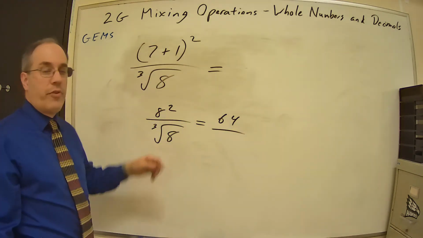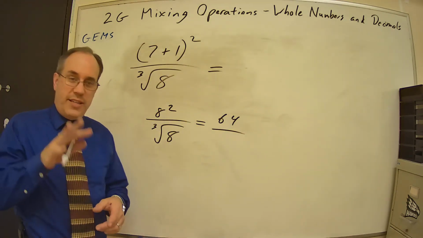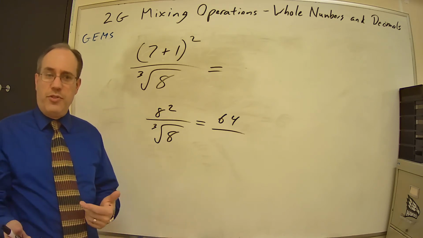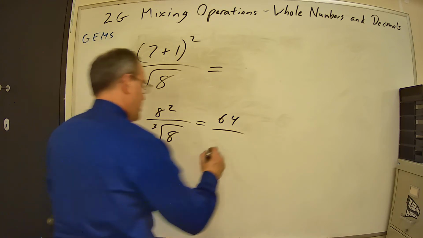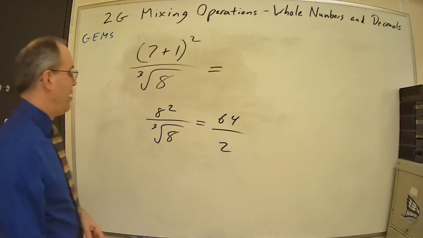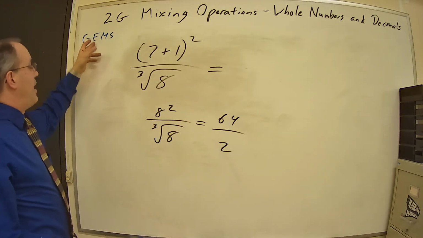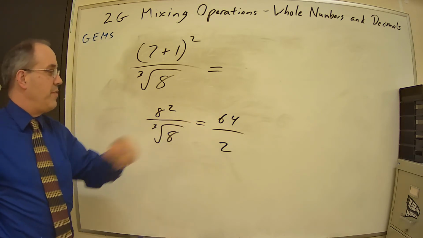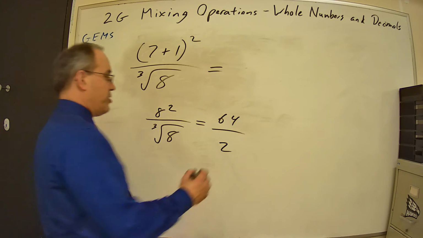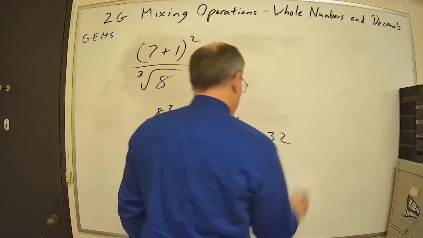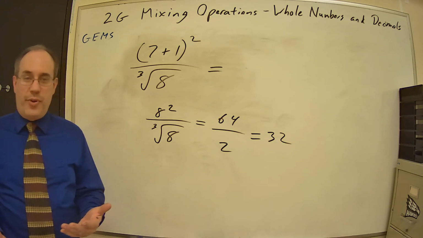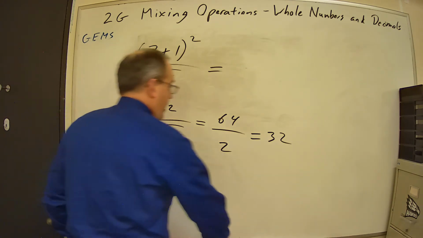And the cubed root of 8, so I'm looking for a number that if I take 3 of it and multiply it together will give me 8. 2 times 2 times 2 gives me 8, so that's equal to 2. And then, now that I've done my grouping and my exponents, I can do, again, multiplication, division. I've got division. 64 divided by 2 is 32. So it's a step at a time, working our way through it. Okay, final one.